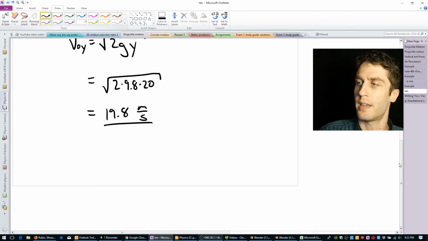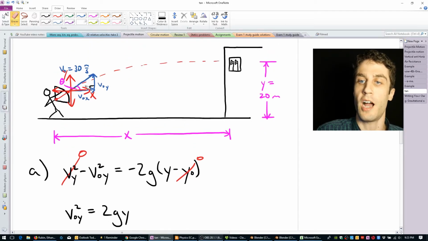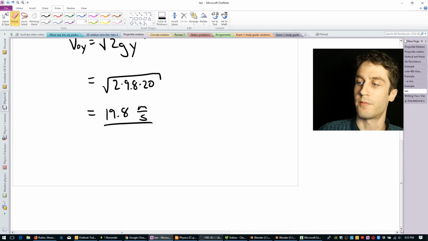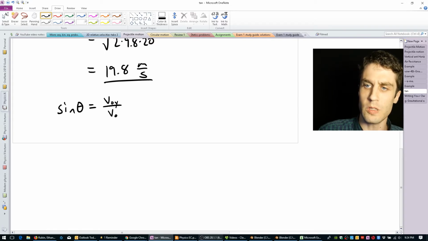We have the initial velocity of the arrow, or initial speed of the arrow, is 30 meters per second, and we have the y component. So let's use some trigonometry. We have the side opposite theta, and we have the hypotenuse, and so that's begging for sine, from SOHCAHTOA. And sine of theta is equal to v naught y divided by v naught. We just found v naught y, and we were given v naught.